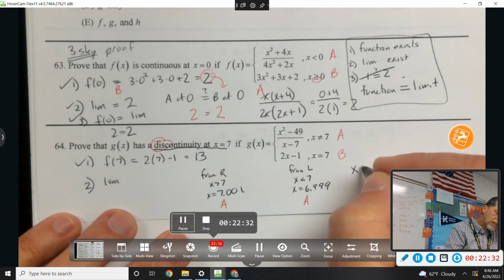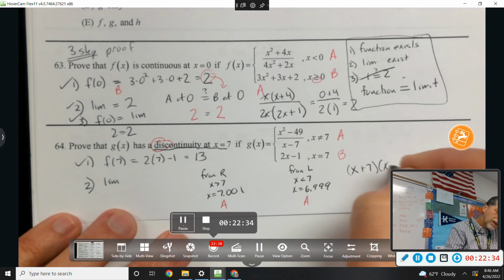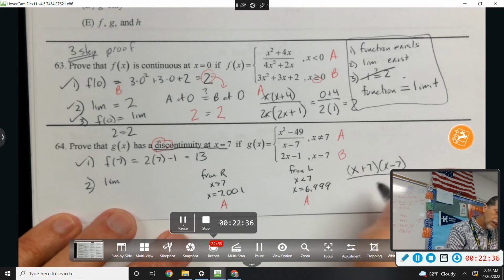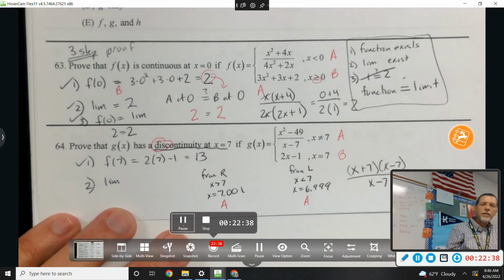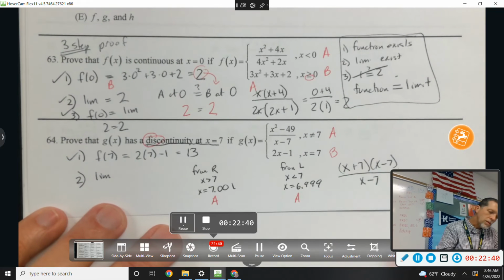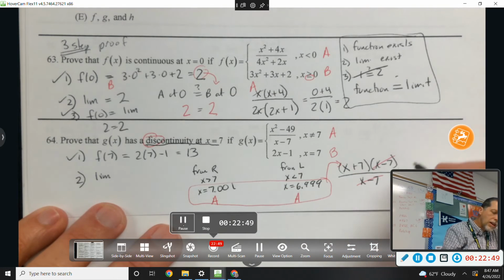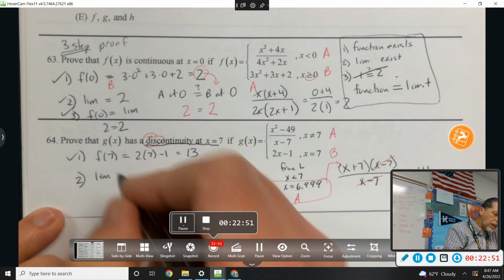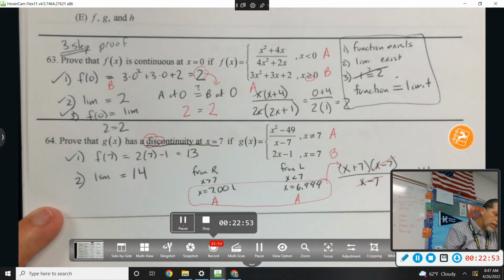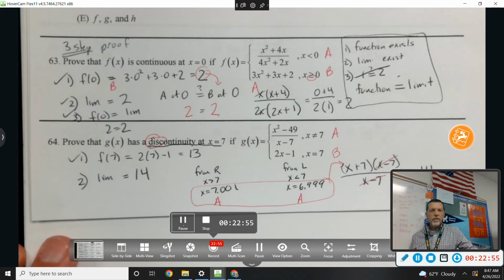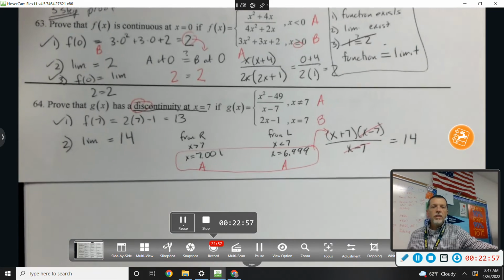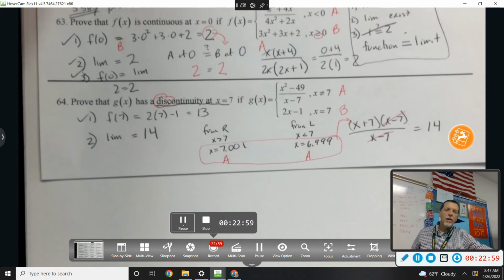So x plus 7, x minus 7, all over x minus 7. The x minus 7's cancel. And basically I can plug in either one because they're both really close to 7. They're headed toward 14. So the limit is 14. So the limit exists, so we're good. I mean, for step 2 anyway.